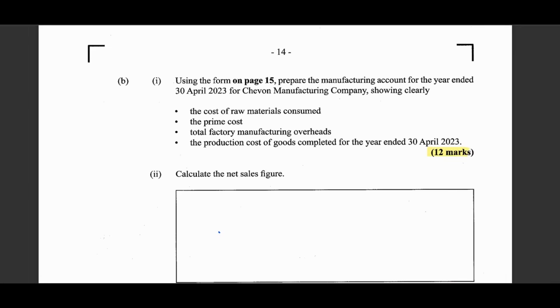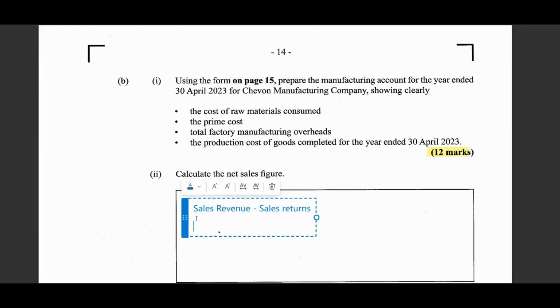So next up, you had to work out your net sales figure. Let's work out that net sales figure. Now this isn't difficult. Net sales will simply be your sales revenue. Let's put that down here. Subtract your sales returns. Sales revenue was 658,500. Sales returns was 1,600. Subtract them up, you should get 656,900.